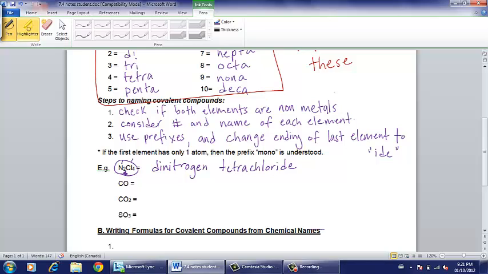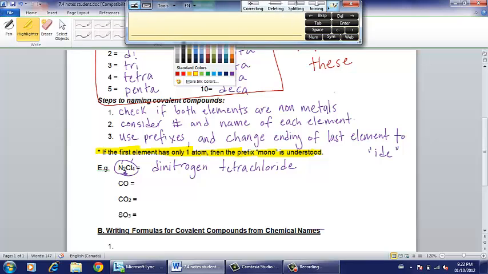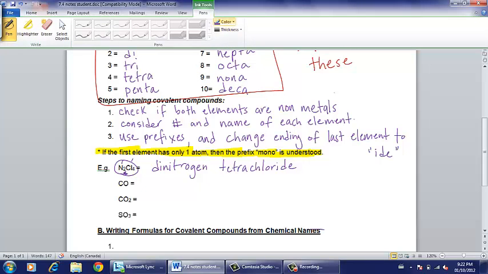A rule is that if the first element has only one atom, then the prefix mono is understood. So you don't have to say mono on the first element. You do, however, have to say it on the second one. So CO would be not monocarbon, but just carbon monoxide. Two more examples. CO2. Again, we don't need the mono on the first one, so it would be carbon dioxide. SO3 would be sulfur trioxide.